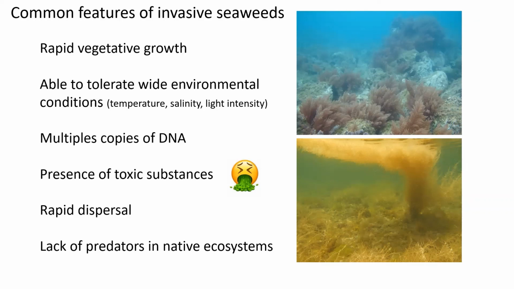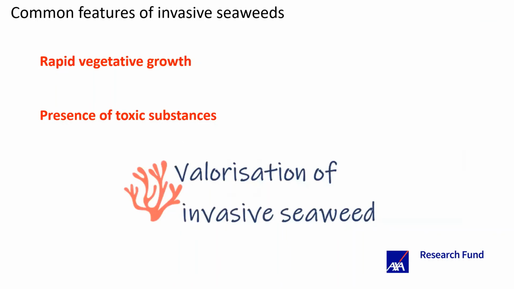So using a few of these features of the invasive seaweed, such as the rapid growth and the presence of toxic substances, our project arises to see if we can give a value to this biomass that is created, because they do grow a lot and they can dominate the amount of biomass that we can encounter in an ecosystem. And these toxic substances are called secondary metabolites, and they can be targets of commercial use.